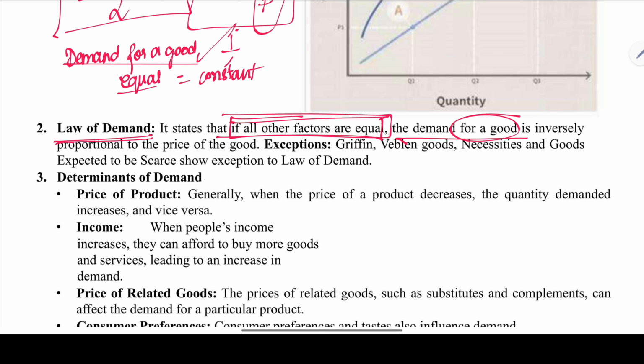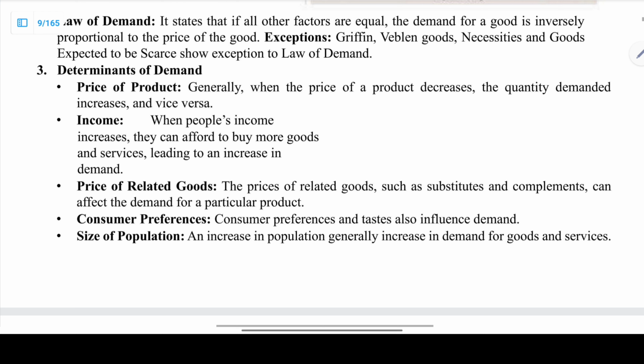This demand is inversely proportional to the price of the good. The exceptions are Giffen goods, Veblen goods, necessities, and goods expected to be scarce. These are exceptions to the law of demand. A determinant of demand is the price of the product. When the price decreases, the demand increases, and vice versa.